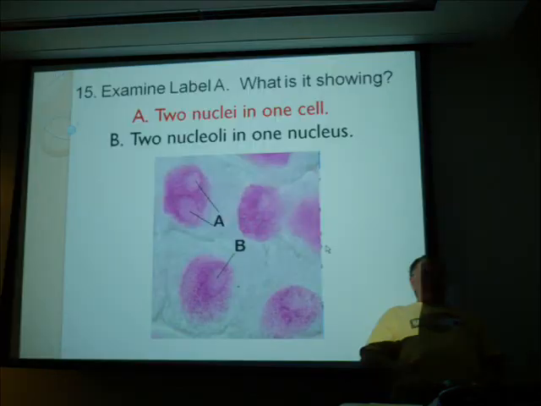I'll go back big now. What are you looking at there? Two nuclei and one nucleus. Here's the cell. That's a nucleus with two nuclei inside it. So the answer is this one right here. This is a nucleus. You see the cell right there, and this nucleus has one nuclei. Some have three nuclei. There's no rule that says only have one.